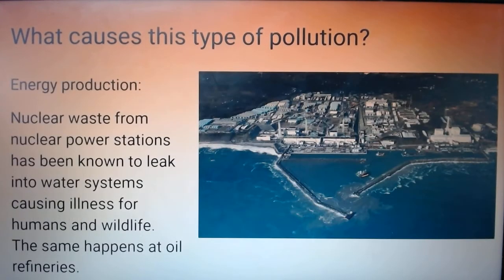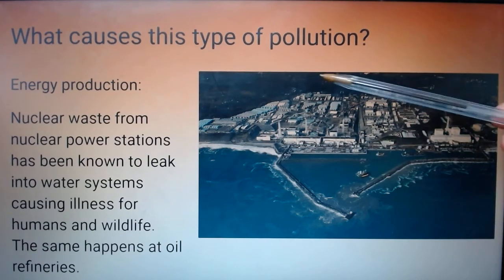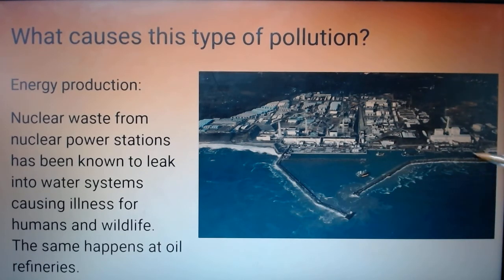Okay. Energy production is the next one. Nuclear waste from nuclear power stations has been known to leak into water systems, causing illness for humans and wildlife. Again, once it's in the system, it's hard to get out. This is a place called Fukushima in Japan. And I don't know if you can see the way the water is all different colors here. There's definitely some leakage of this radioactive material getting out there. That will kill wildlife, it'll cause mutations, and it's bad for any humans, all right?